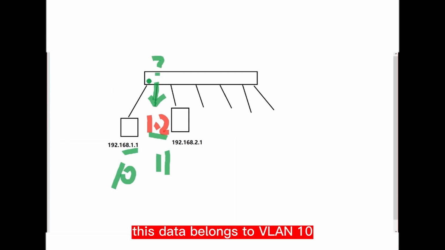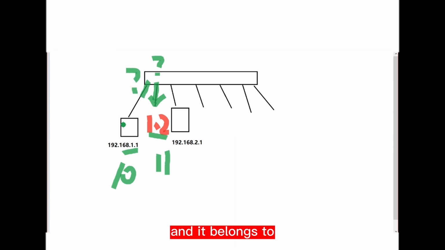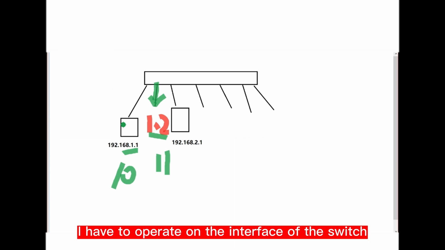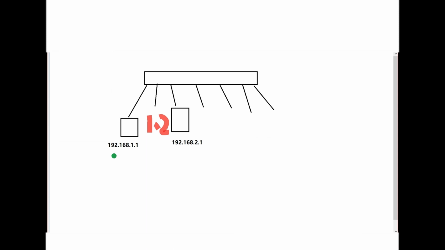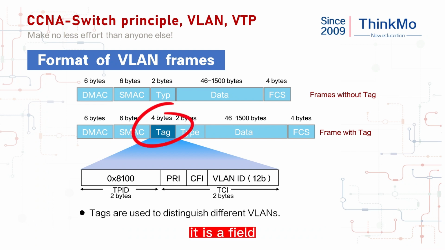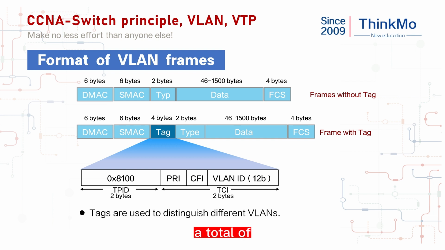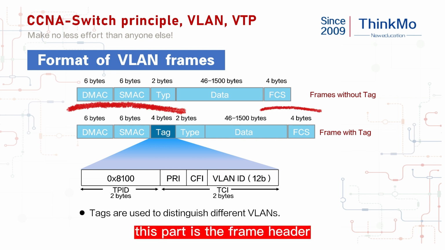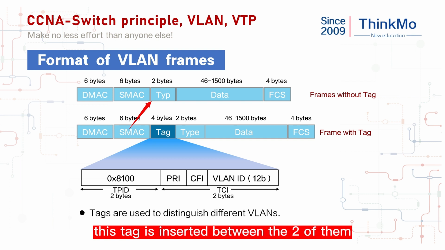Then how does it know that this data belongs to VLAN 10? Everyone think about this question. The data sent by the PC does not know what VLAN it belongs to. So we have to operate on the interface of the switch. That is, when data is sent to the switch and comes in from the interface, we add a tag to this data. It is a field. The above is a standard Ethernet II message, a total of 18 bytes. This part is the frame header and frame tail of the second layer Ethernet II. Data is the data part. This tag is inserted between the two of them.